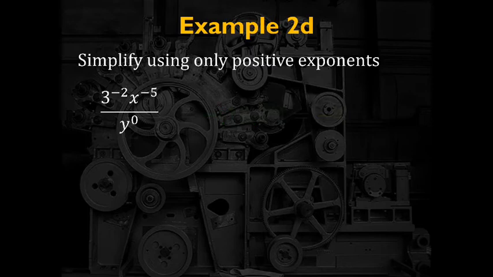2D, 3 to the negative 2, x to the negative 5th over y to the 0. So we're going to take these terms one by one. The y to the 0 is the easiest one to take care of. It's going to become 1.